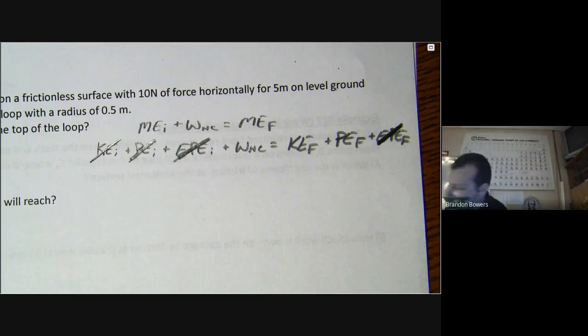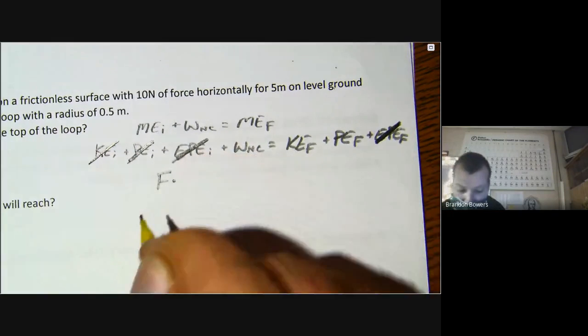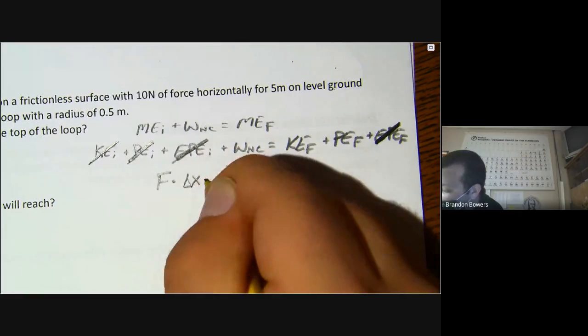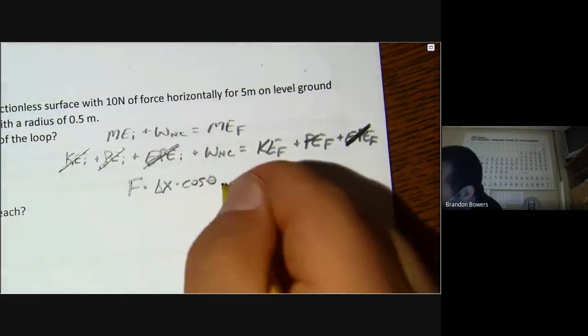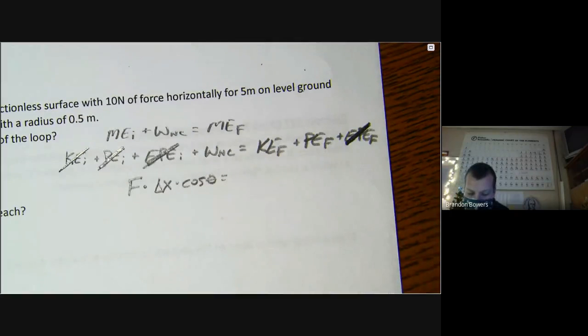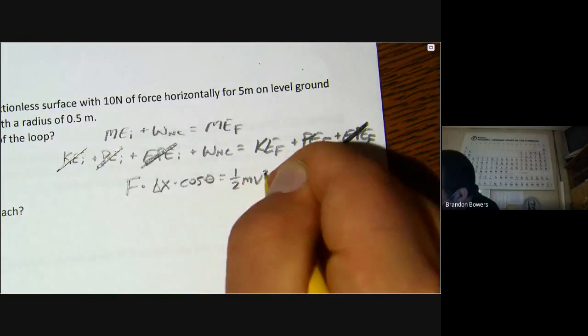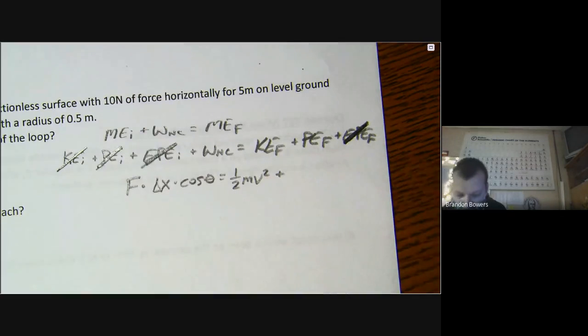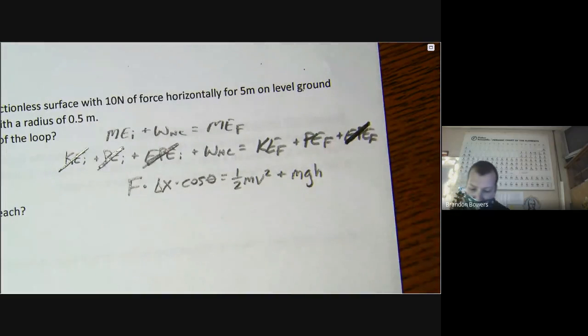Work. What's my work equation? Force times displacement times cosine of theta. Okay, I like that. Force times displacement times cosine of theta is equal to my kinetic energy final, so that's half the mass times velocity squared, plus my potential energy, which is mass times gravity times height. Okay, any questions so far? That's like half the battle, is just determining that.